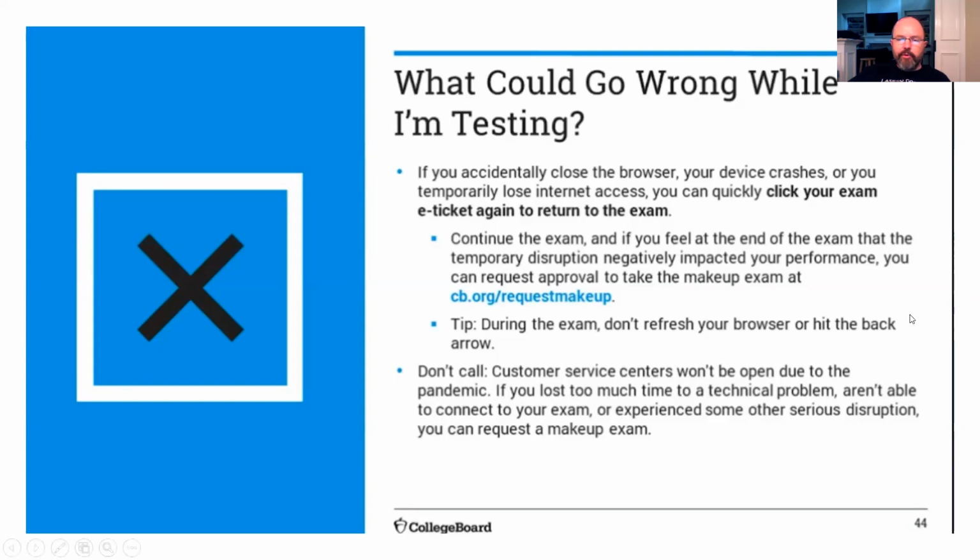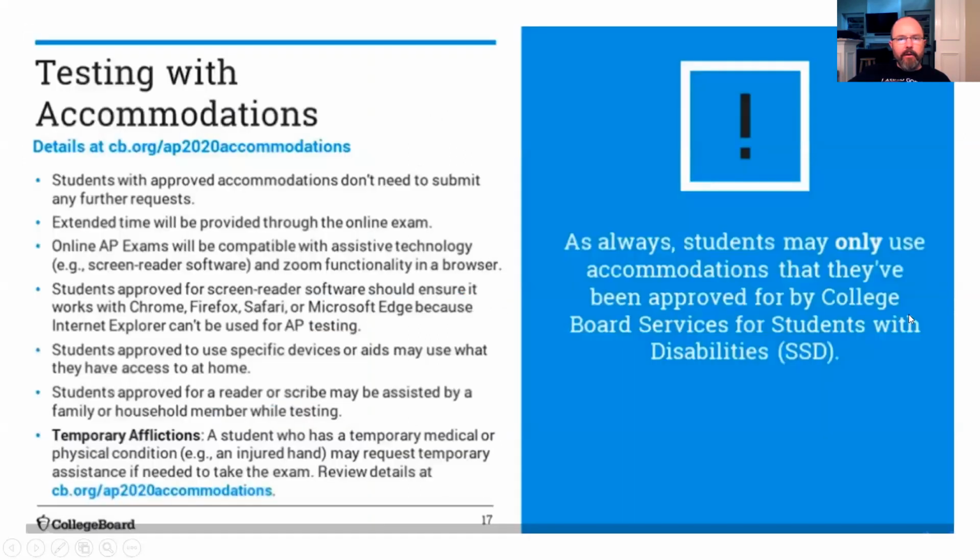Troubleshooting is for May 4th, not for exam day. Testing with accommodations. If you're somebody that gets accommodations, you don't need to submit any further requests. Those were already submitted by the school. Ms. Young should have submitted them. Extended time is provided through the online exam. If you get extended time as an accommodation, you'll get it. It'll tell you your timer will be larger.